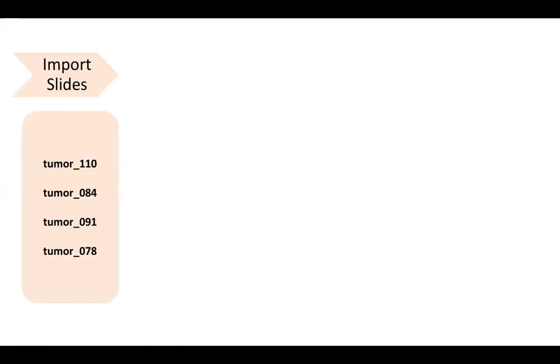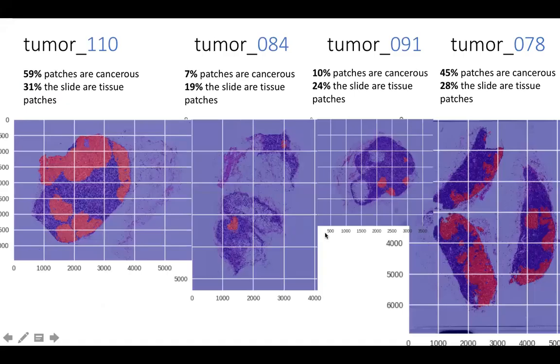So for this project, I utilized four tumor slides: tumor 110, tumor 084, tumor 091, and tumor 078. And this is the visualization for all four slides, how they look. There are also some statistics for each tumor slide. For instance, for tumor 110, 31% of the slides are tissue patches.